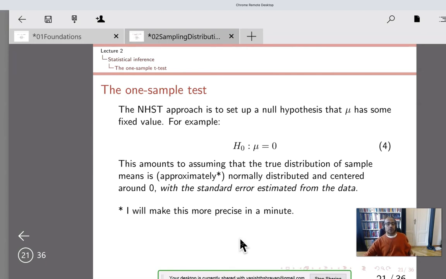And so what this amounts to assuming is that the true distribution of sample means is normally distributed and centered around 0, right? That's what the null hypothesis is saying. And another assumption implicit in this statement is that the standard error of this null hypothesis distribution is whatever standard error we estimated from the data. Okay. So what we are saying with this statement here is that we are assuming that the truth is that the true distribution is centered around mu with some standard deviation, which happens to be the standard error that we observed from the data. We're just using that estimate to do our inference here.